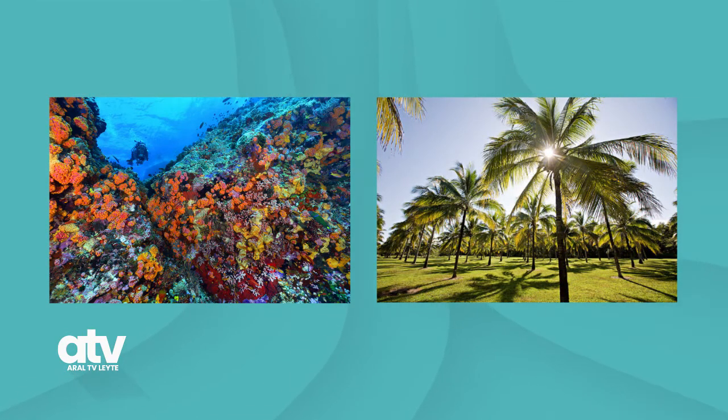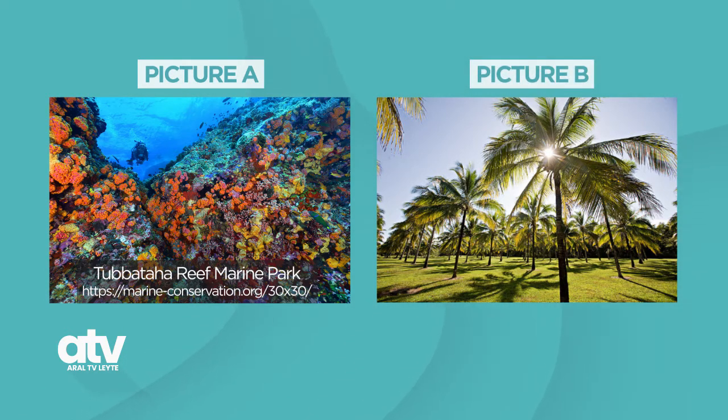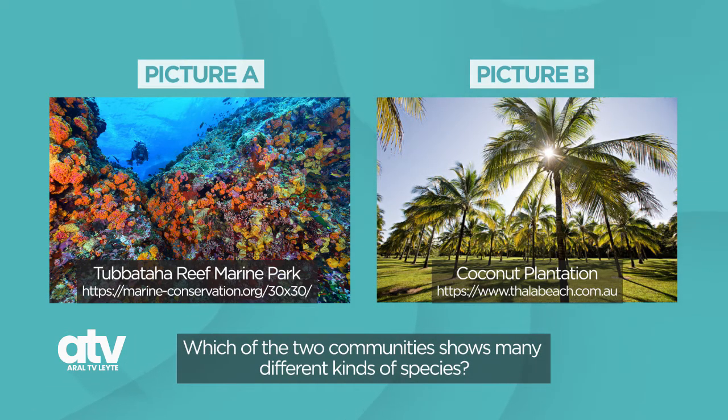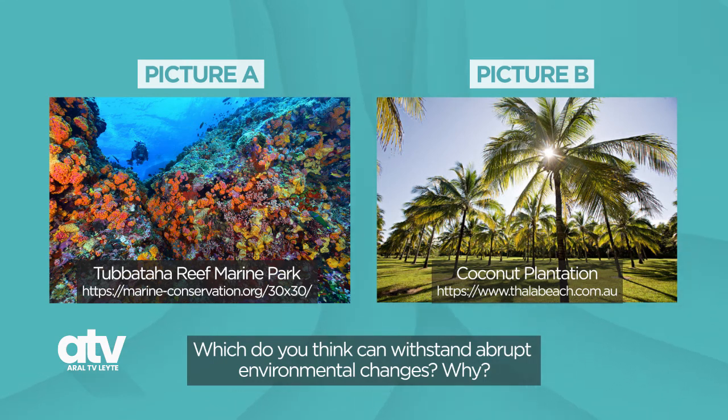Examine the pictures you see on screen. What do you see in picture A? Correct! It's Tubbataha Reef Marine Park. How about picture B? What does it show? You got it right! Picture B shows a coconut plantation. Which of the two communities shows many different kinds of species? Which do you think can withstand abrupt environmental changes? Why?